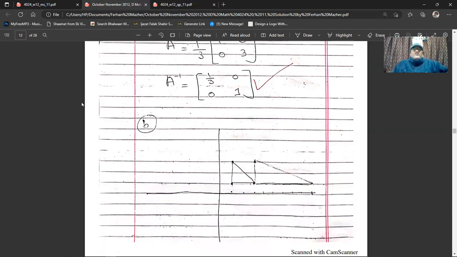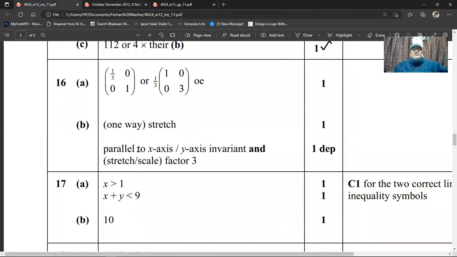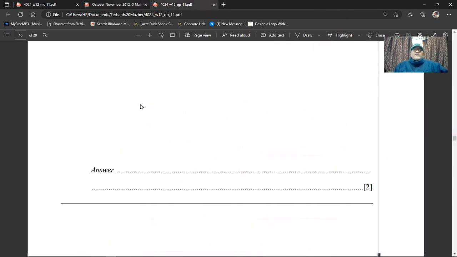So this is how I found the answer of this part. I can tell you the answer is right. It is parallel to the x-axis, the y-axis is the invariant line, and the stretch factor or scale factor is 3. So our answer is right. Okay, so we are going to the next question.